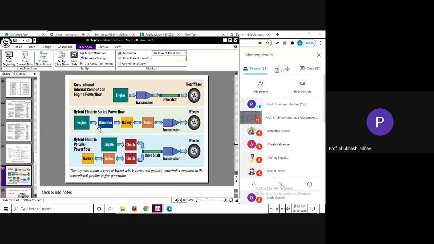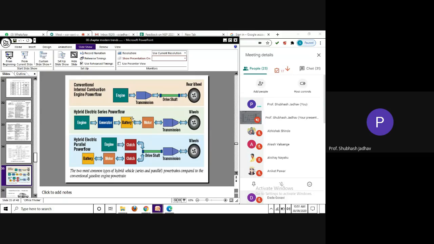So here you can see in a series hybrid, you have an engine, you have a generator, you have a battery, you have a motor. So the engine produces the power. Power is given to the generator to generate electricity, and electricity is given to the battery to charge the battery. And as per the requirement of the wheels, the battery power is taken from the battery to run the motor, and the motor will drive the transmission and the wheels.